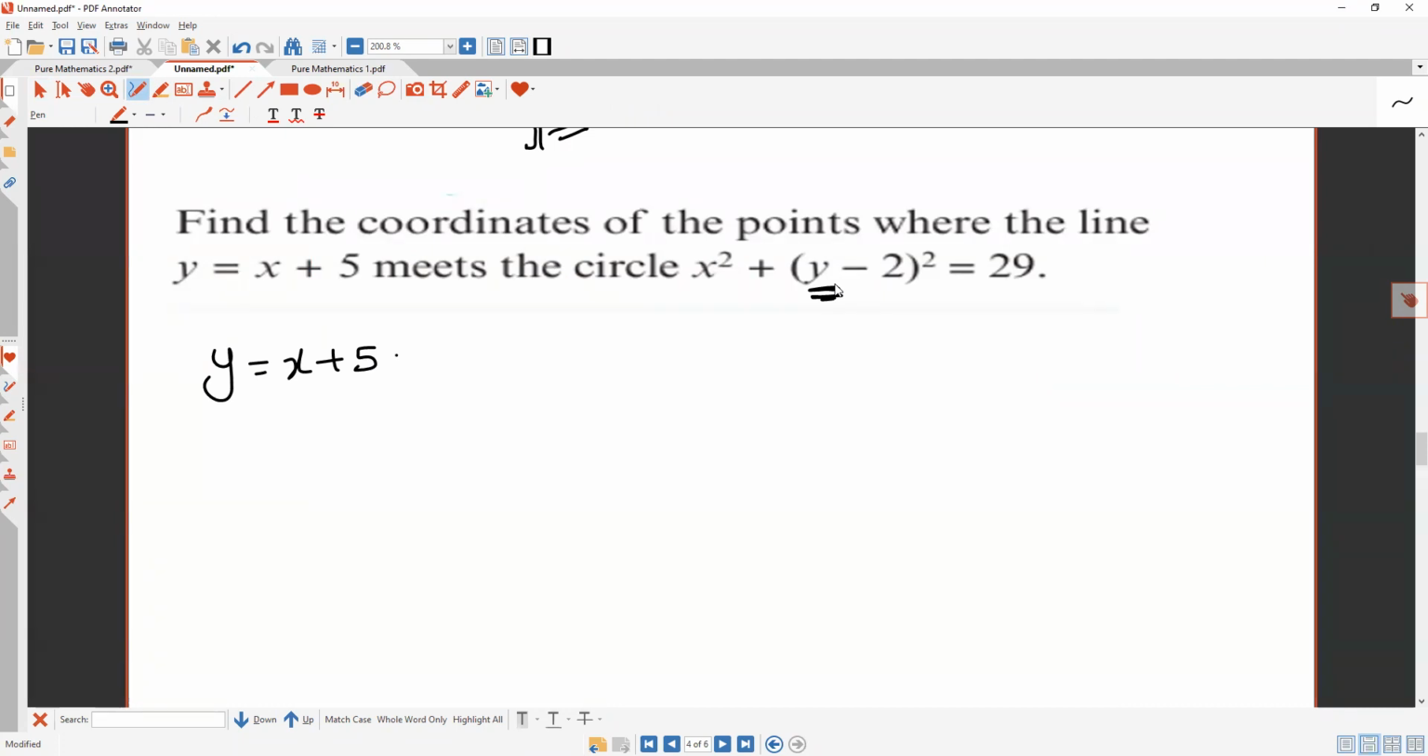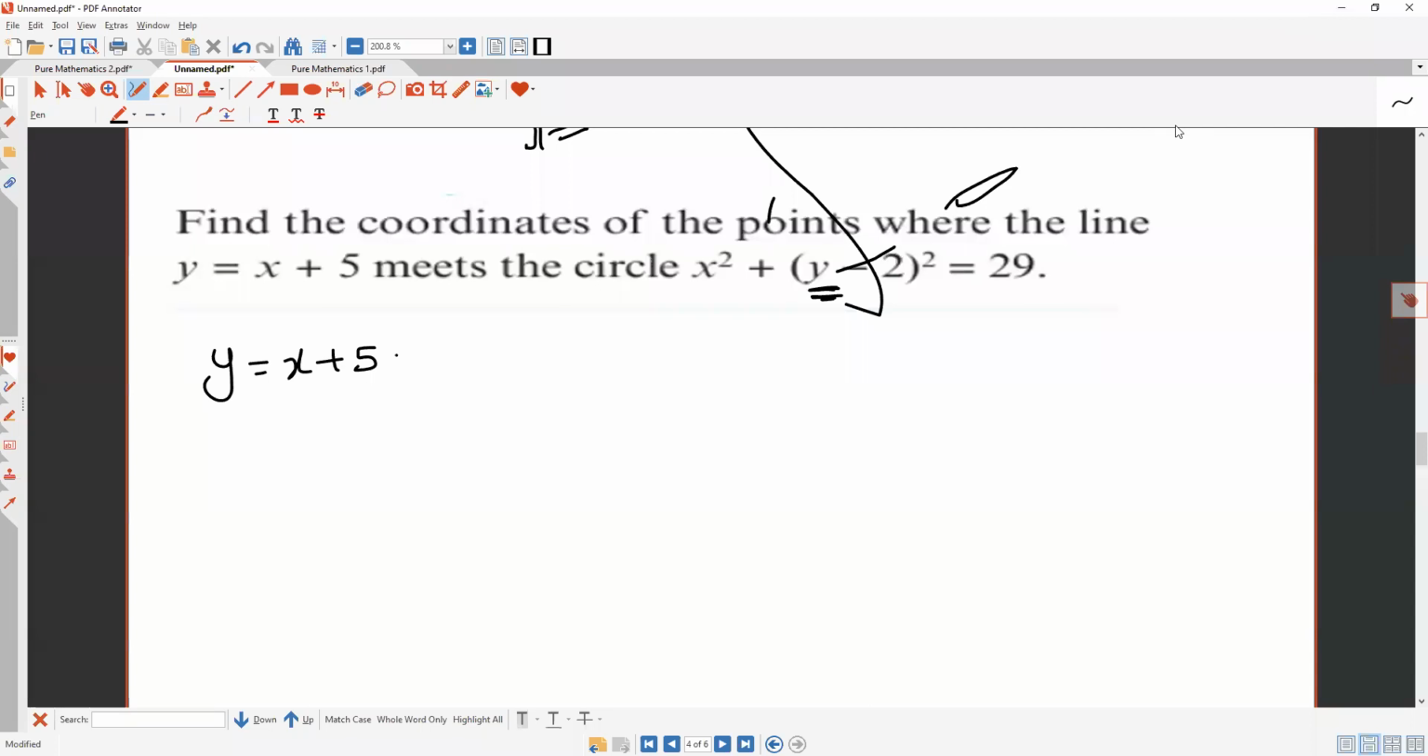Find the coordinates of the points where the line meets the circle. We have to find the points of intersection by the substitution method. I'll pause the video. Try doing it on your own. Resume recording. So now look here, y = x + 5 is there.